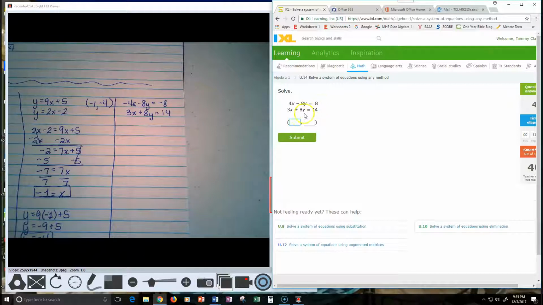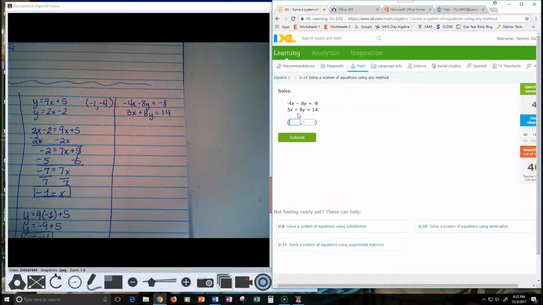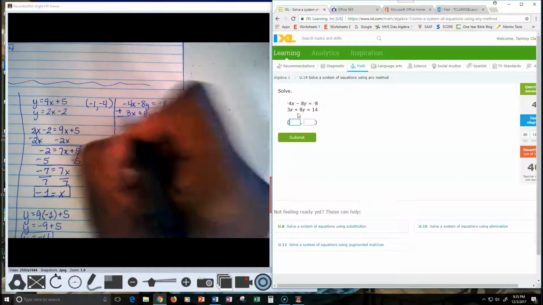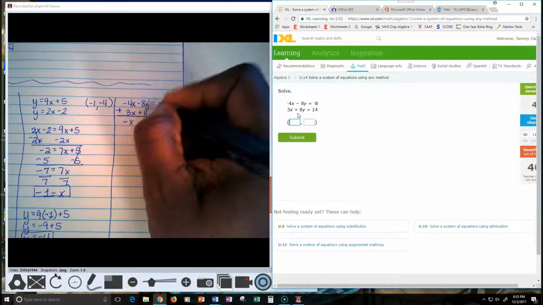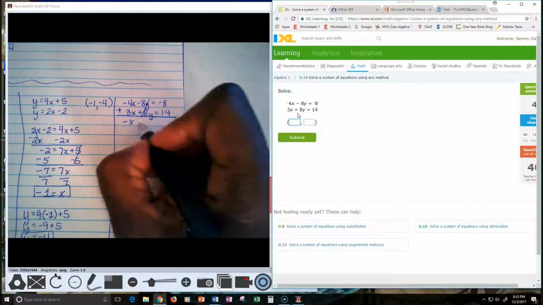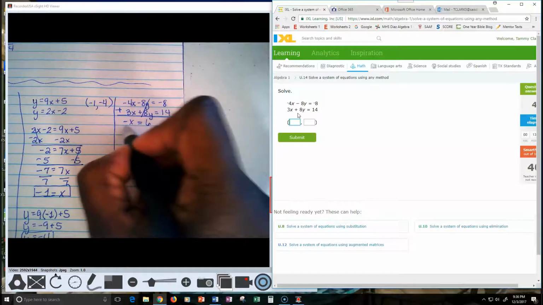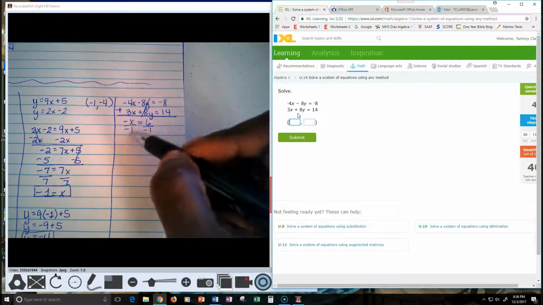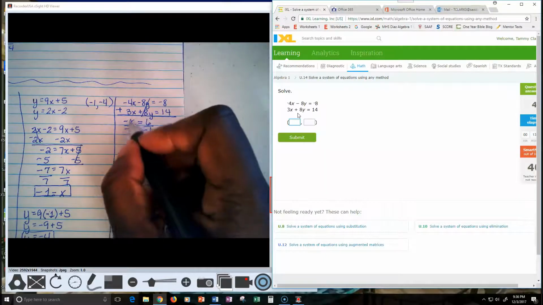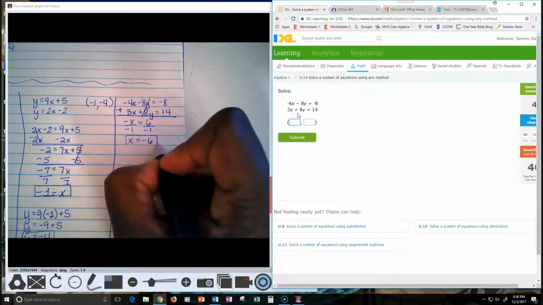The good thing is that when you look at this, it's already set up for me. I have same coefficients and opposite signs. It's a dream. So let's just add those together. We have negative 4x plus 3x is negative x. Negative 8y plus 8y is 0. Negative 8 plus 14 is 6. Of course, I don't want negative x, I want a positive x, so I'm going to divide by negative 1. That gives me positive x is equal to negative 6. So there's my x right there.